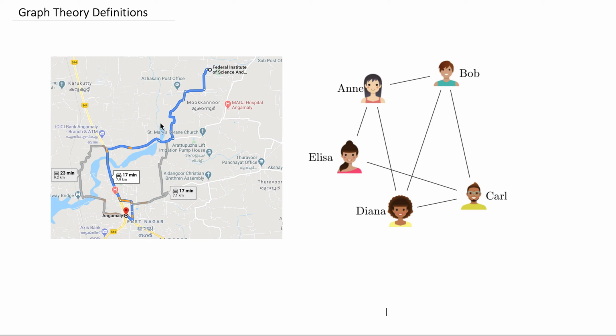So the first one, you will be familiar with this image. This is actually a screenshot from the Google Map application. This is showing the road that is connecting two different places in the map. So you can see that I have given an origin point at this place, and I have given a destination at this place.